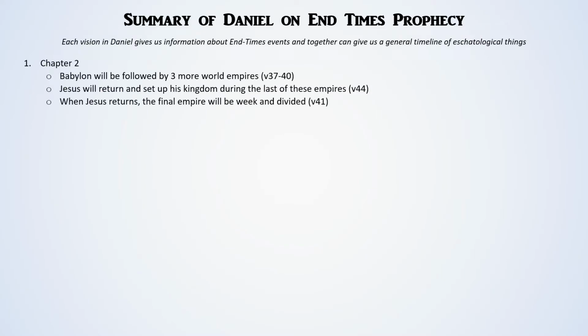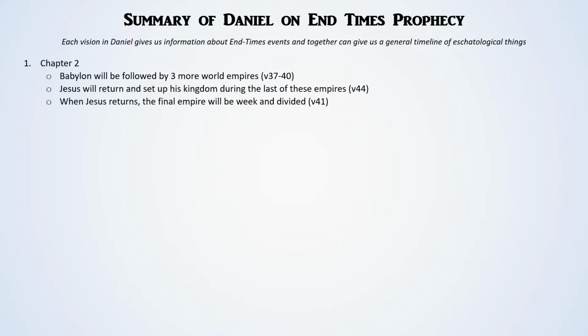Okay. In Daniel chapter 2, we saw the image with the head of gold, the chest and arms of silver, and then you have the middle region, the belly and the thighs of brass, and then you had iron for the legs, and the feet were iron and clay. And when the interpretation was given to Daniel, we learned these three key important things.